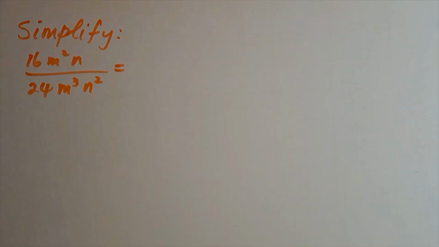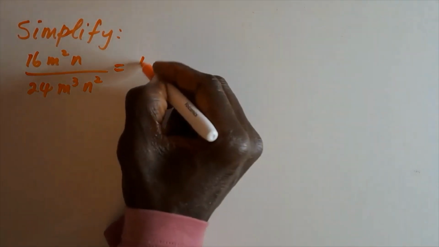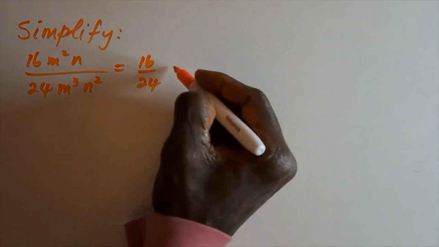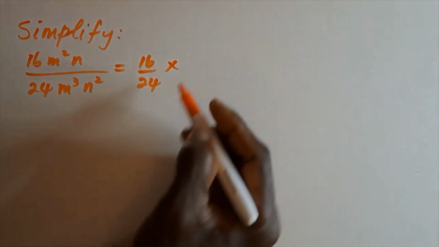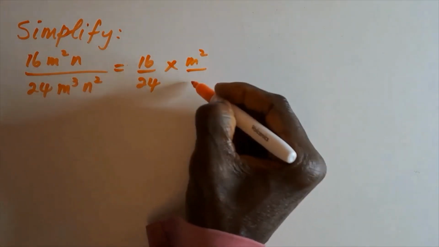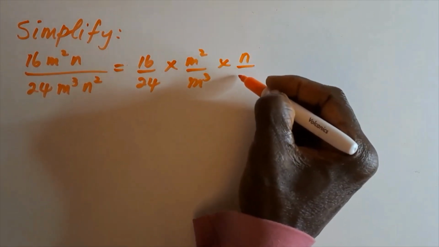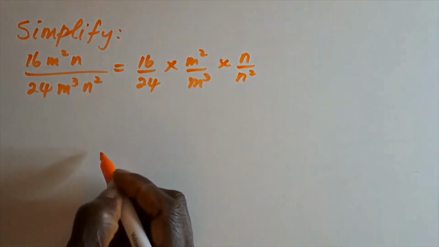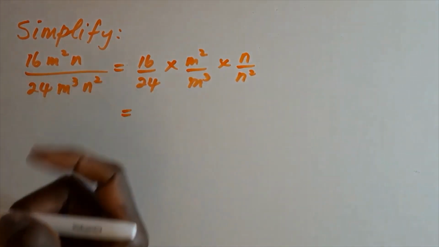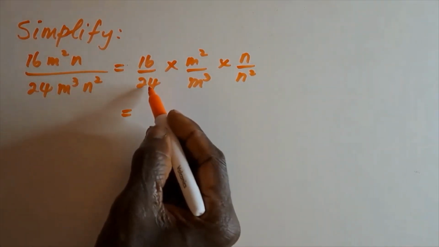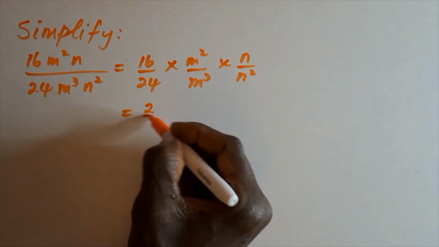Hello mathematicians. I'd like to simplify this algebraic fraction. Well, first we'll rewrite this as a product of these factors. So we have 16 over 24, we have m squared over m cubed times n over n squared. So if we simplify this, we divide both the numerator and denominator by 8, we get 2/3.